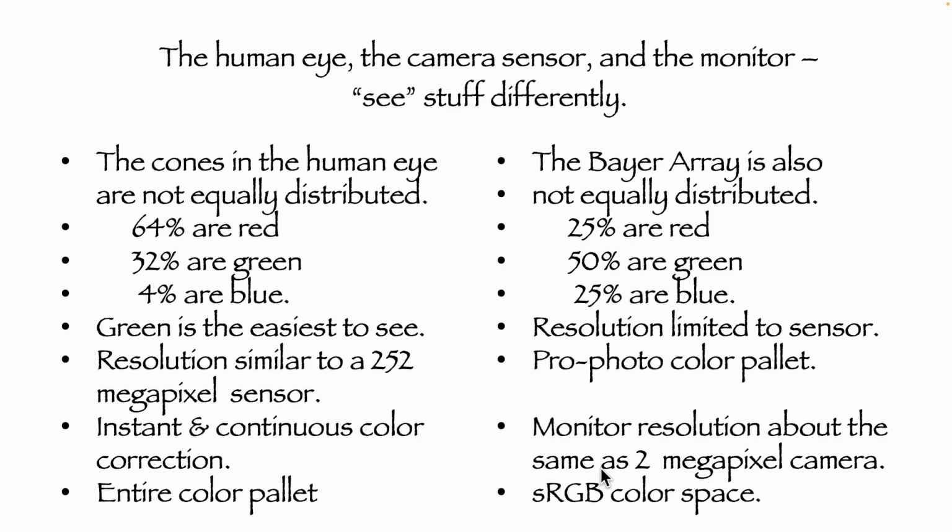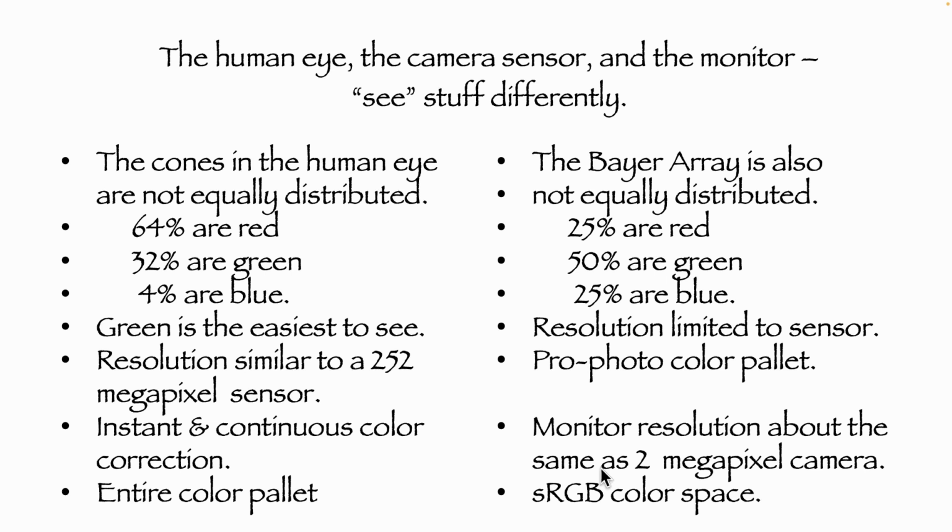So the basic difference we have to deal with is that the eye, the camera sensor, and your monitor all see stuff differently. We talked about the cones. That's the part of our eyes that distinguish color. 64% red, 32% green, 4% blue. The resolution of the human eye is about the same as a 252 megapixel sensor. Put that in your pipe and smoke it.